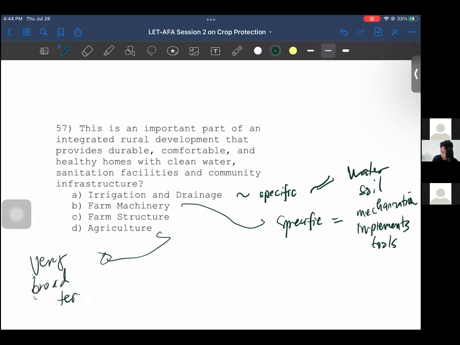Very broad term. And ang question natin is important part of an integrated rural development. So the answer for this is letter C, which is farm structure. So the farm structure dictates kung ang isang lugar ba o ang isang farm is comfortable, healthy, na meron tong mga to. So take note of that, na hindi dapat too specific or too broad ang mga answers sa mga ganitong questions.